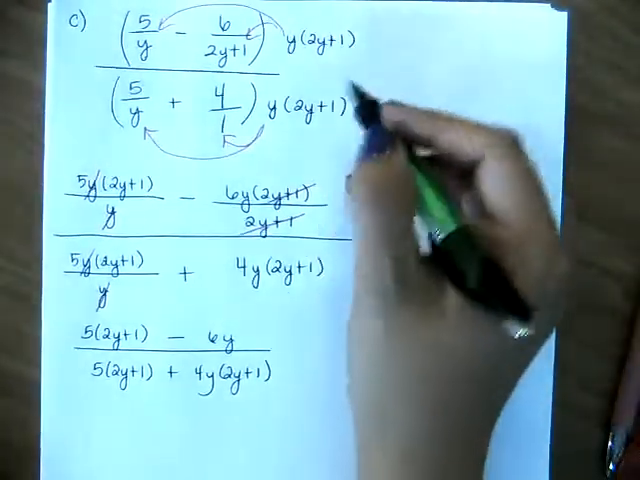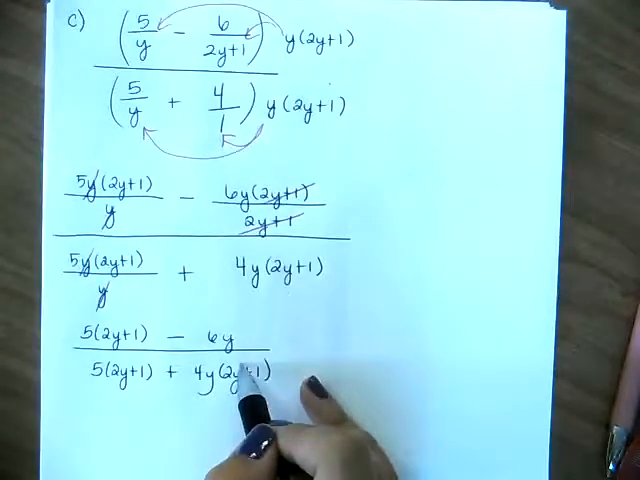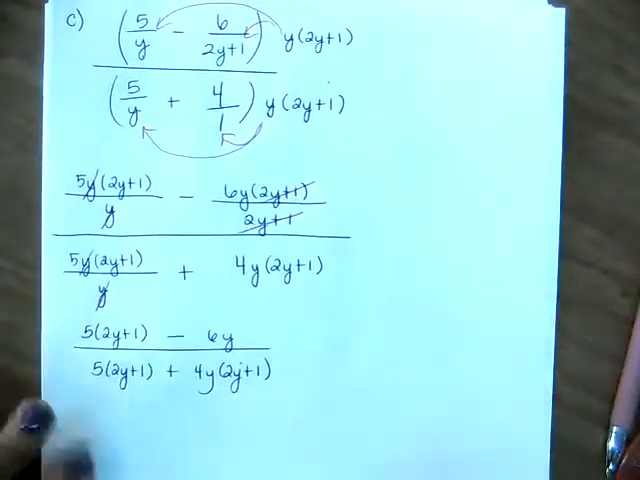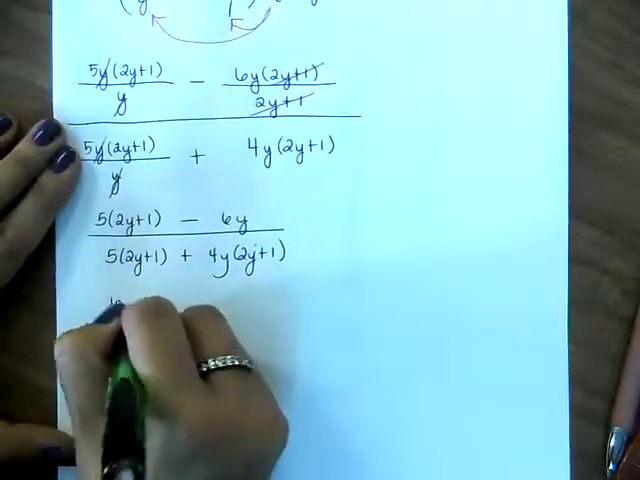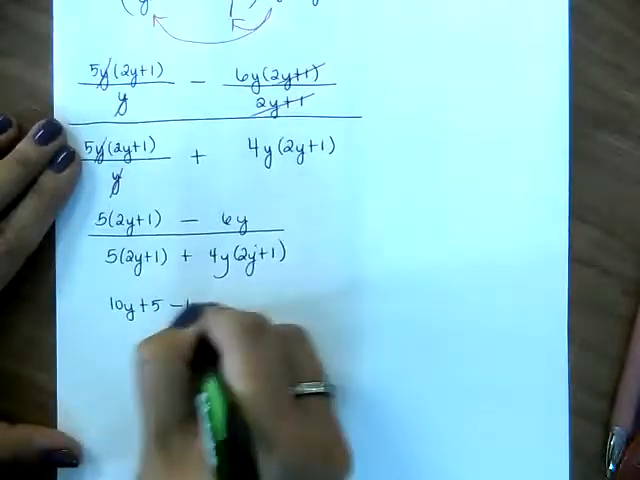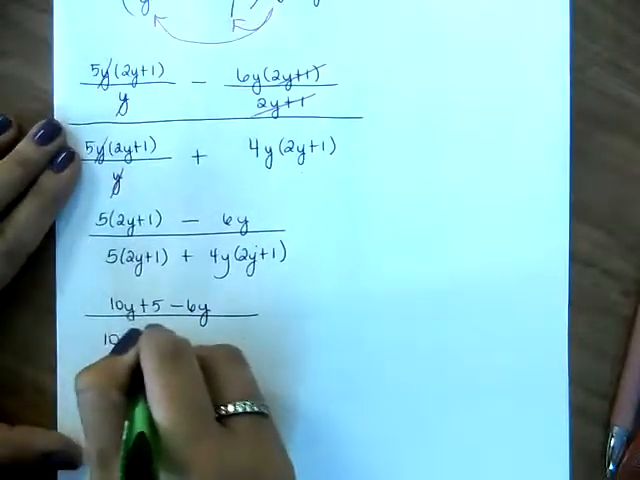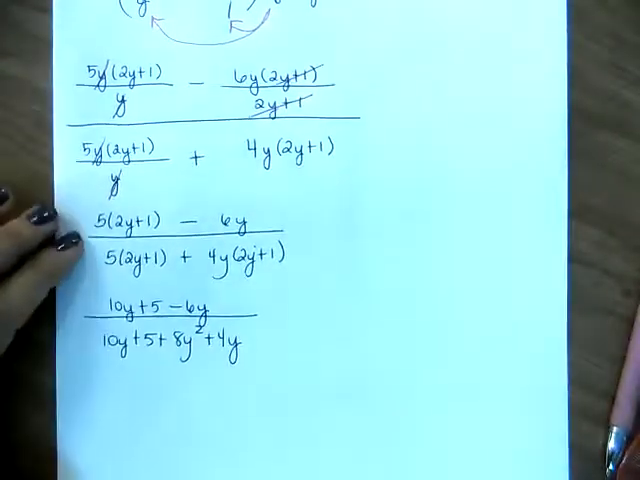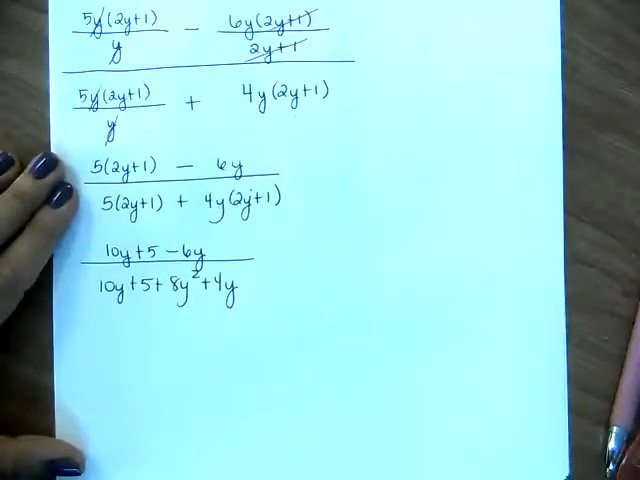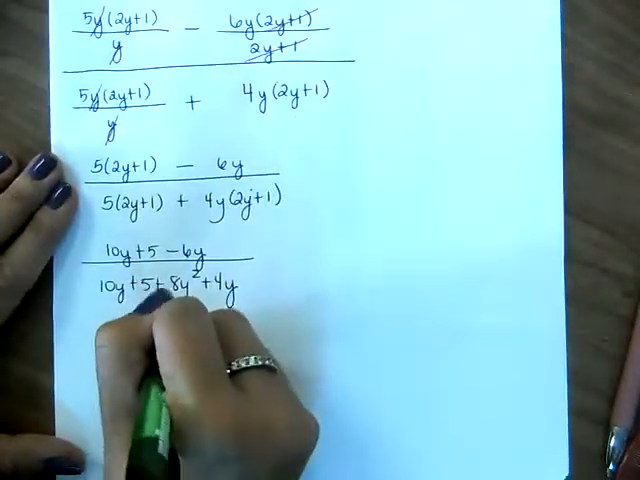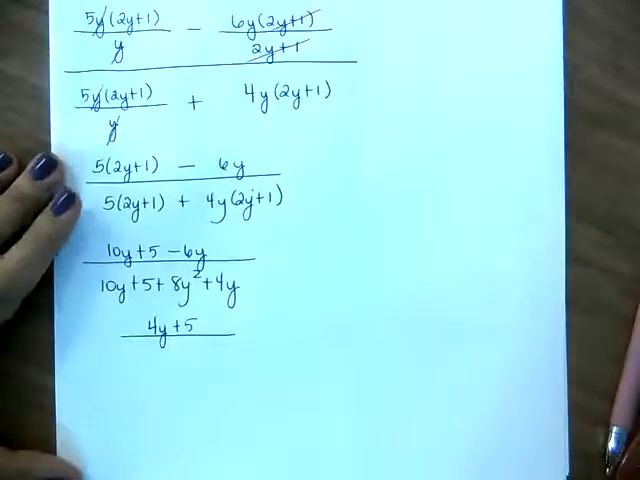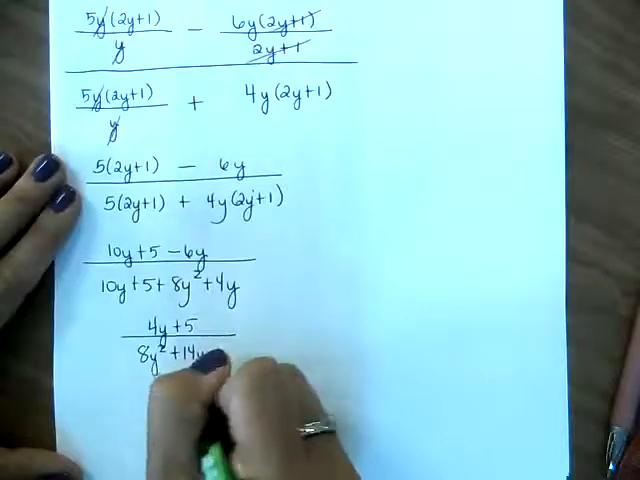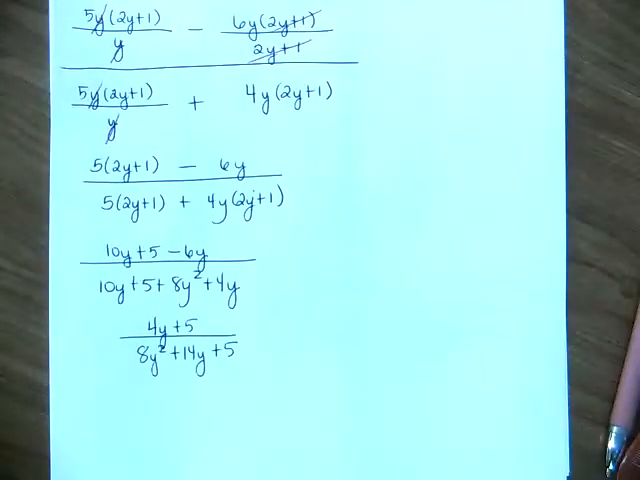Okay, now you might be able to go from here to here. That's fine. You don't have to show this step, but if it helps you, then do that. Okay, so now we just have to simplify this. So I get 10y plus 5 minus 6y over 10y plus 5 plus 8y squared plus 4y. I need to combine my like terms. So 4y plus 5 over, let's see, 8y squared plus 14y plus 5.